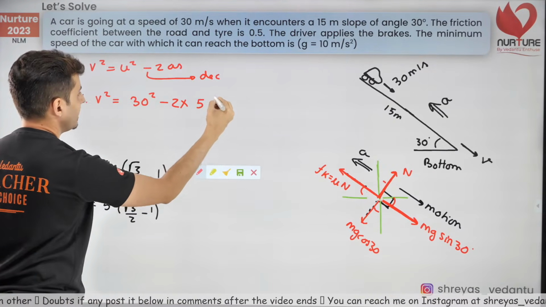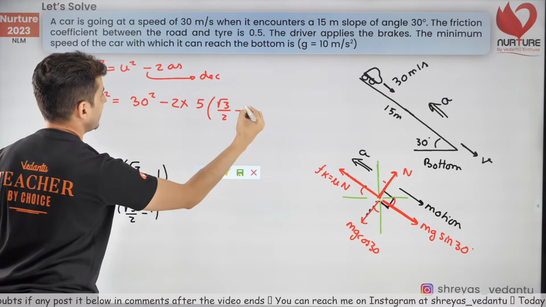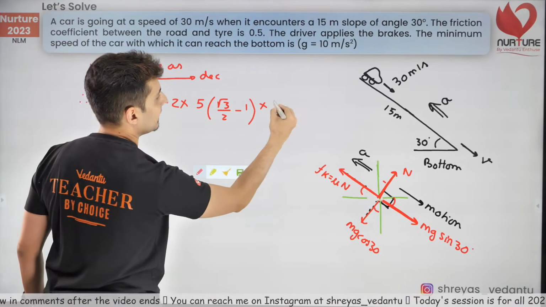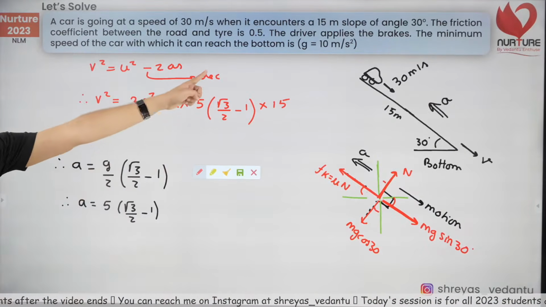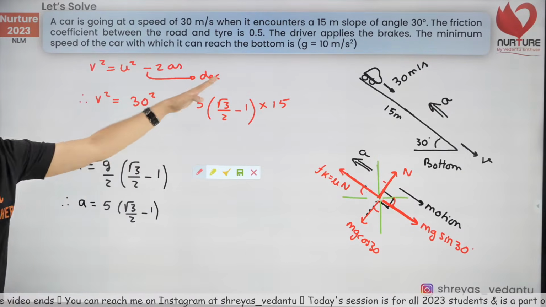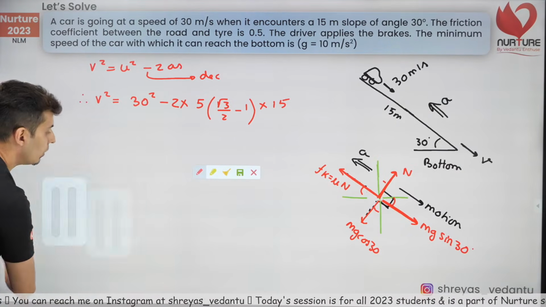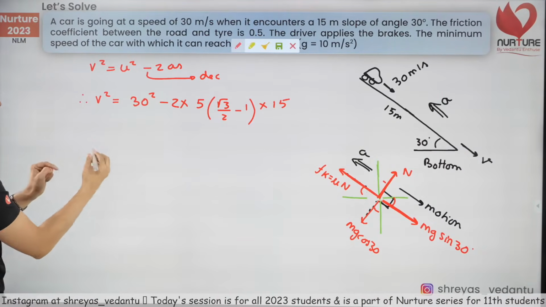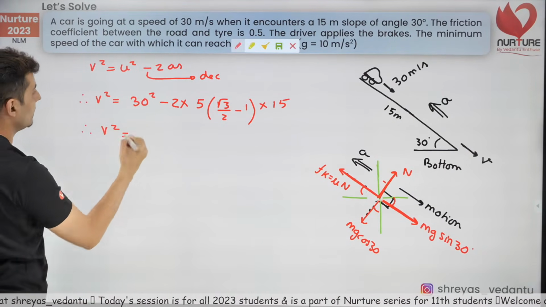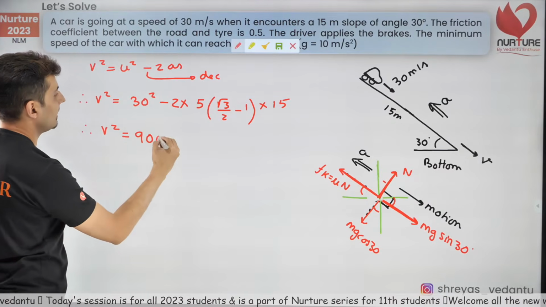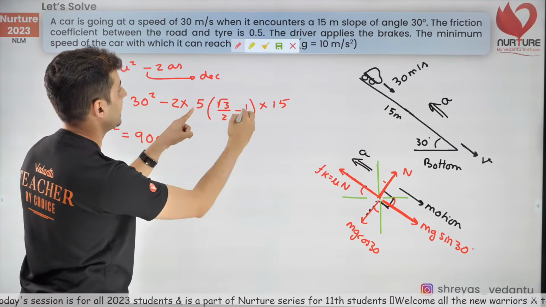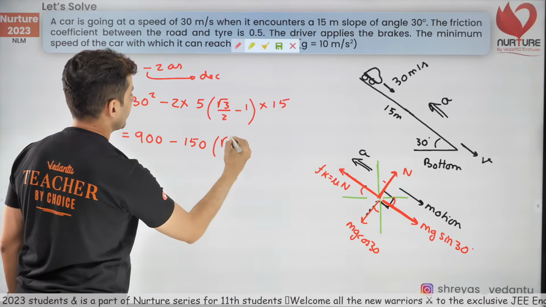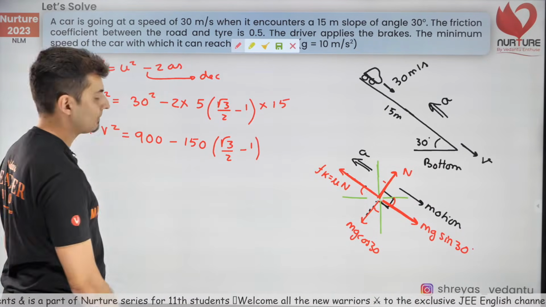So 30 square minus 2 into acceleration, which is this whole number, 5 into root 3 by 2 minus 1, into displacement. What is displacement? That is 15 meters. Now just remove this. I don't need it anymore because acceleration has been substituted. Therefore, v square is equal to 30 square, 900, minus 2 5s are 10, 10 into 15, that's 150, into root 3 by 2 minus 1.